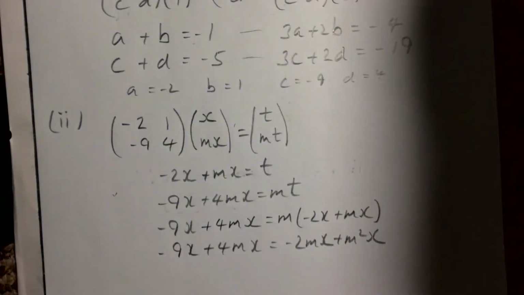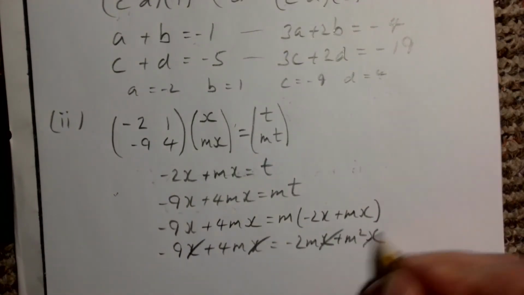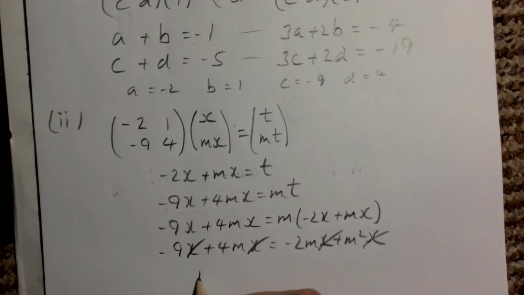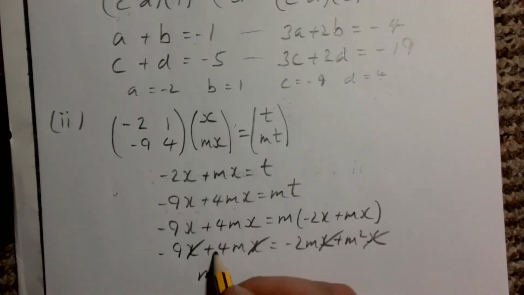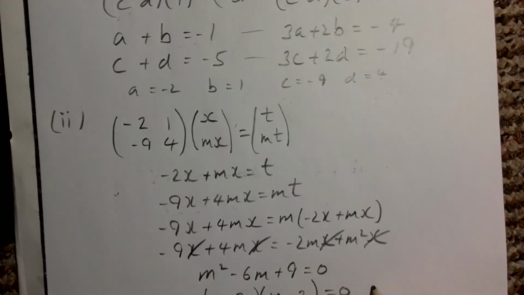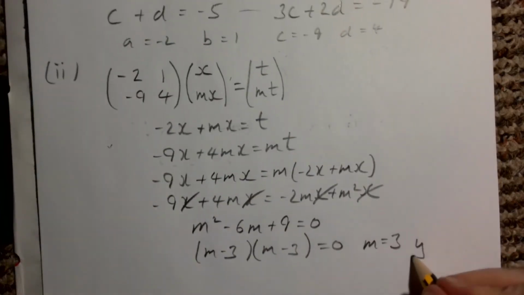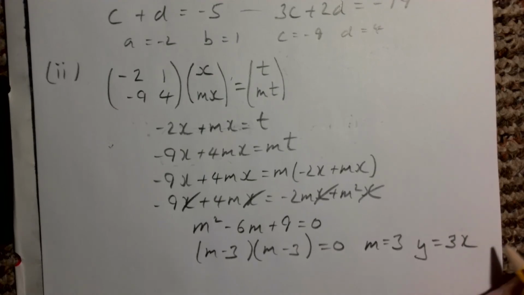You'll notice then that the x's are going to cancel, and if we rearrange this all, we should get m squared minus 6m plus 9 equals 0. Factorizing that, we're going to get (m minus 3)(m minus 3) equals 0. That gives us then m equals 3. So the equation of our invariant line is obviously then y equals 3x.